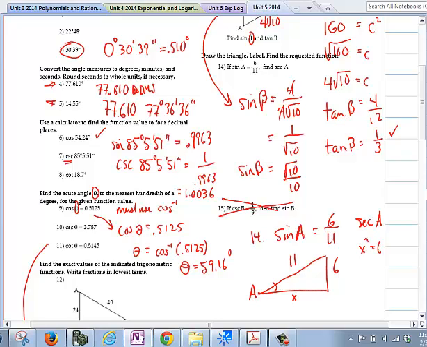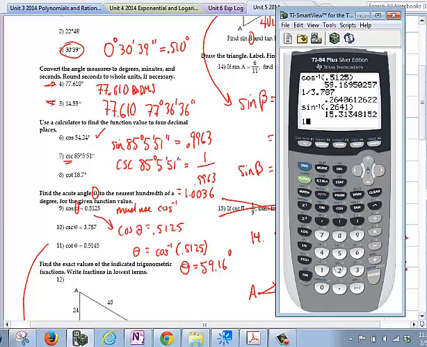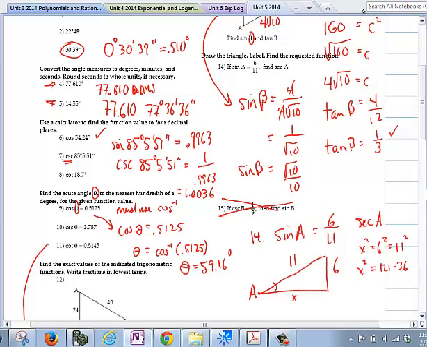So x squared plus 6 squared equals 11 squared. X squared equals 121 minus 36. I'm going to go to my calculator just because I don't feel like doing that right now in my head. So 121 minus 36 is 85. So x squared equals 85. So x would equal root 85, which I think that's 5 times 17.